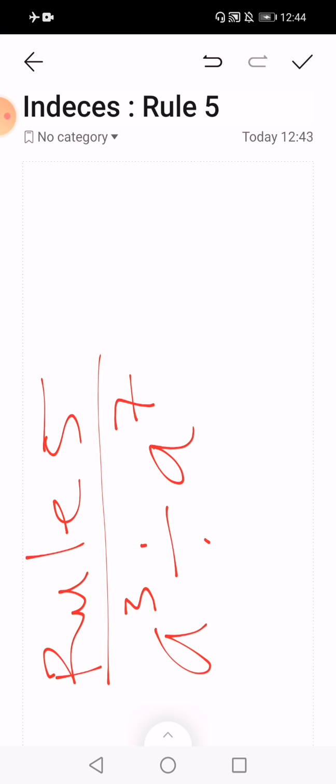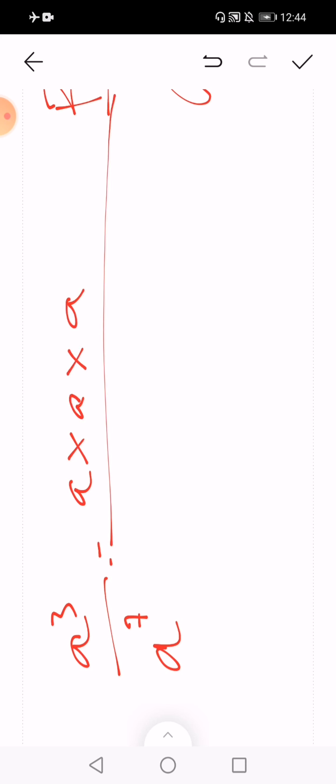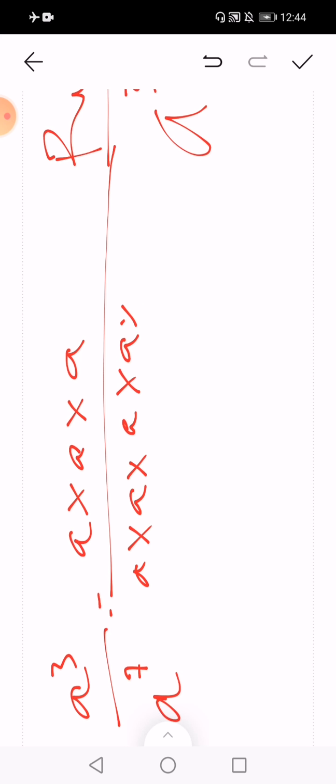So you remember when we worked out this one, we have a to the power 3 over a to the power 7. So we have a times a times a divided by a times a, so we are multiplying a 7 times. 1 2 3 4 5 6 7. All right, so we are having a to the power 3, which is the numerator, and a to the power 7, the denominator. 1 2 3 4 5 6 7, just to confirm.